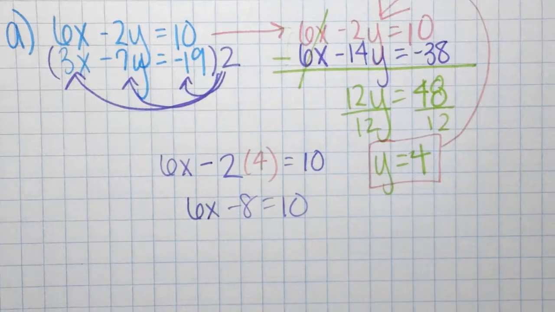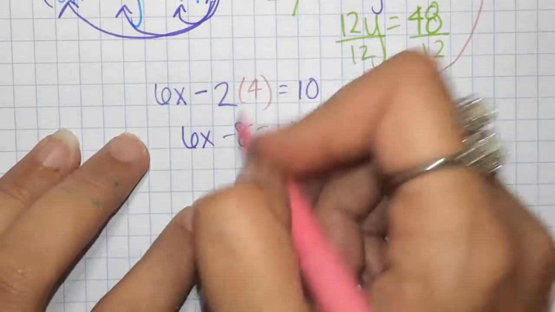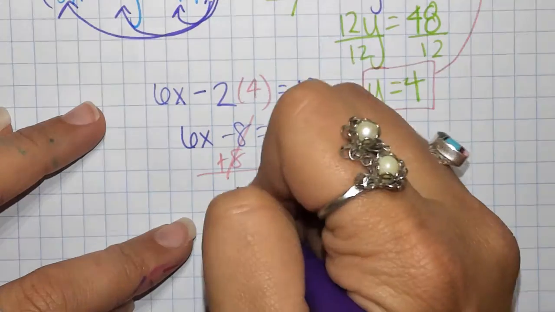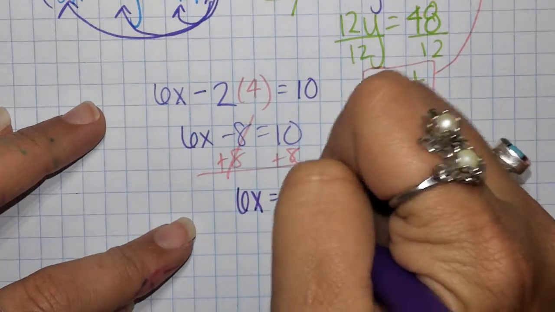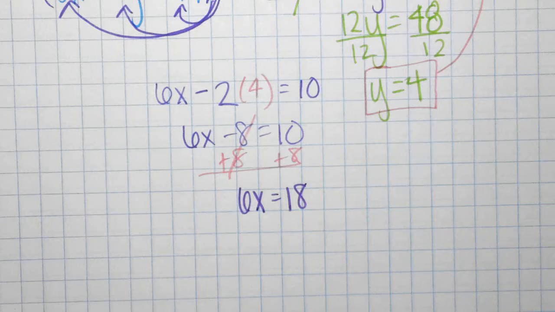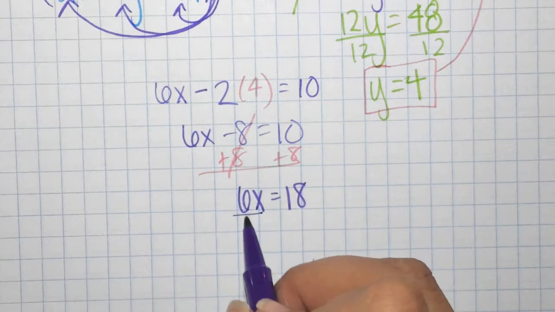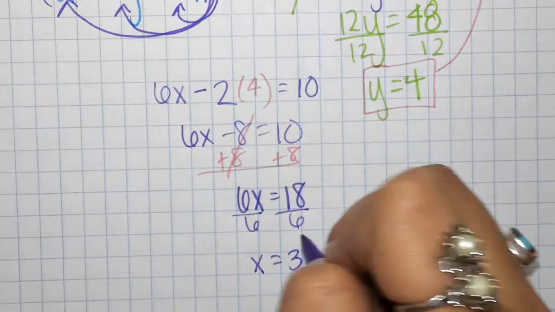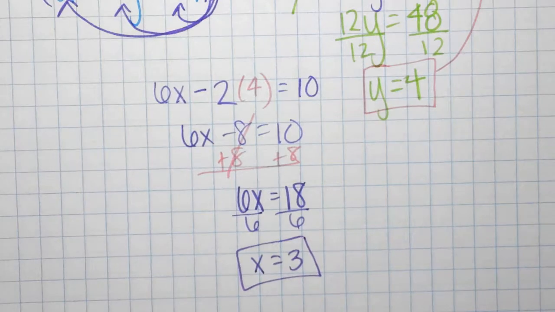Jorge, can you tell me what to do next? Take a point. Chandler, can you tell me what to do from here? Divide by what? And what's 18 divided by 6? How do I write my answer? 3, 4. Take a point.